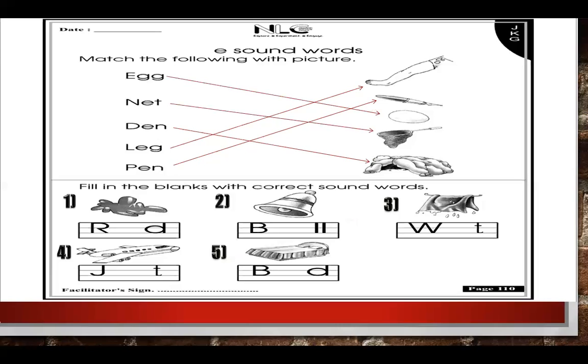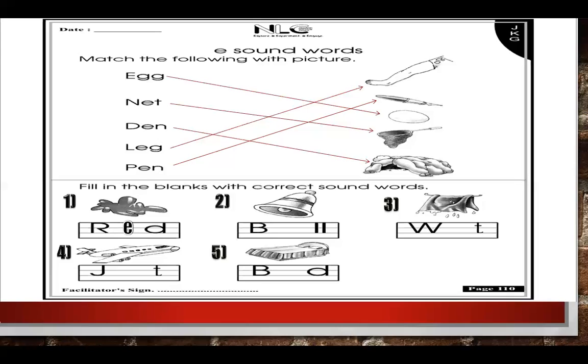Now, fill in the blanks with the correct sound letters. You have to recognize the picture and match it. Then learn these five spellings also. So a total of 10 spellings. First, what is this? Red. R-E-D, red. You have to fill in E. You have to recognize what this is and fill in the correct sound letter, okay?